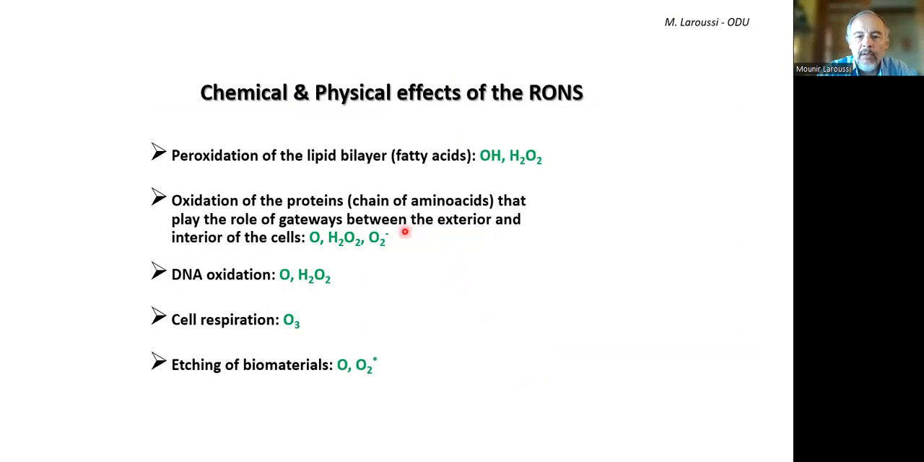Well, for some species here, like hydroxyl and hydrogen peroxide, they can cause peroxidation of the lipid bilayer, which are fatty acids, and as you know, they are phospholipids and cholesterols and things like that in the membrane of cells. They can, of course, cause oxidation of proteins and oxidation of DNA. They can even cause some etching. When you have oxygen radicals, you can get etching of the biomaterials.